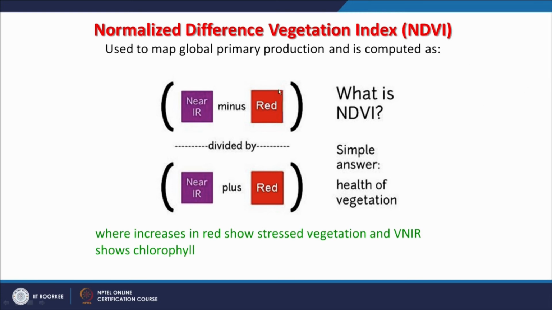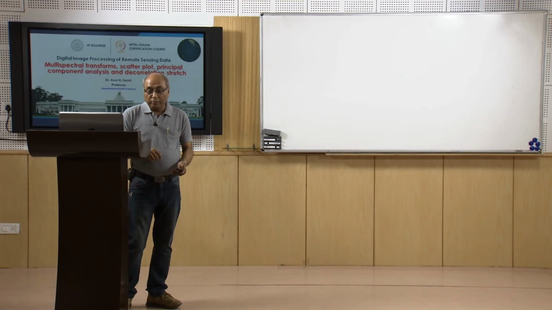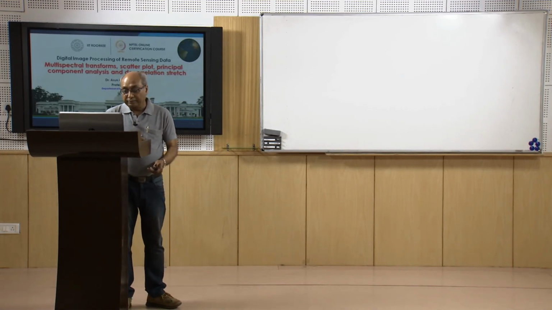And in this one, the red band is subtracted from the near infrared band, and this whole is divided by near infrared plus red band. What NDVI will do is highlight the health of vegetation. An increase in red shows stressed vegetation, and the near infrared band shows chlorophyll, and that is why these two bands are involved in this normalized difference vegetation index.